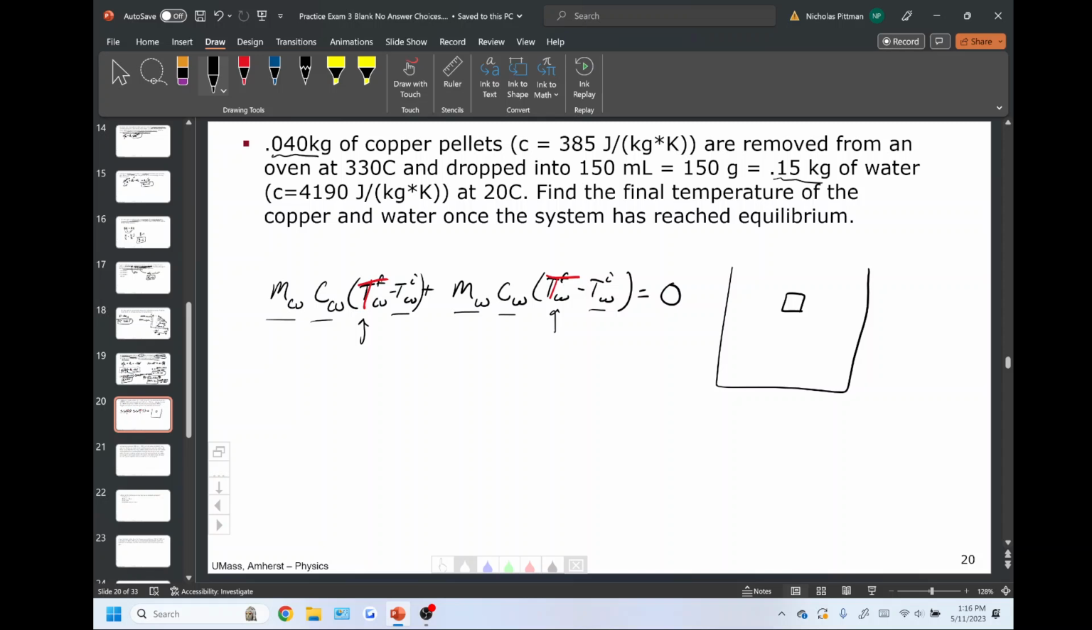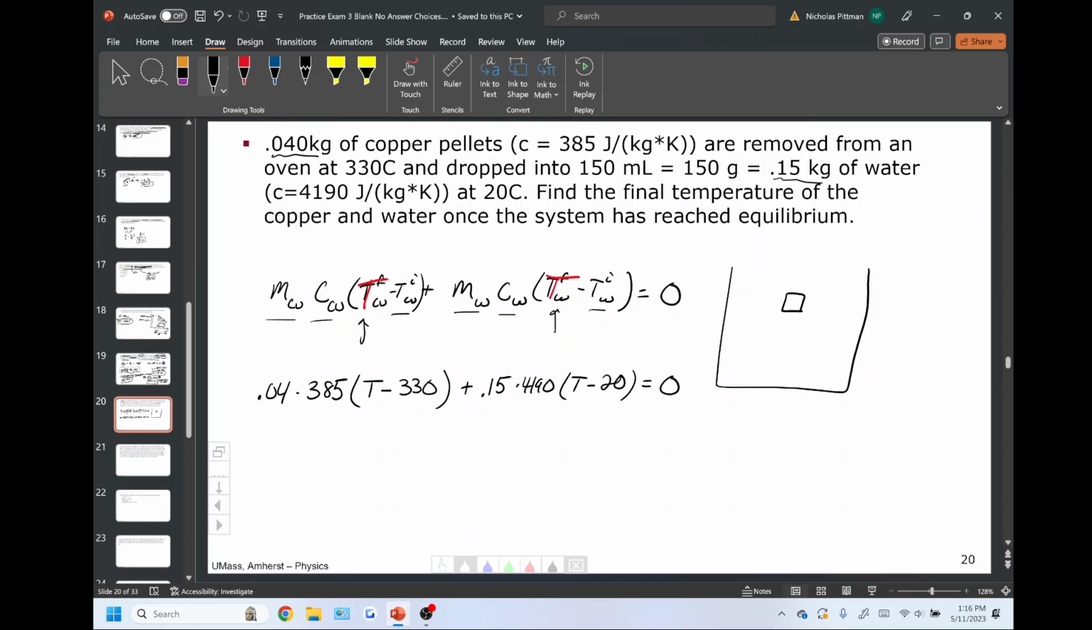So let's see, mass of copper is 0.04. C of copper is 385. T initial for the copper, I'm going to do everything in Celsius, is 330. Mass of water is 0.15 kilograms. C of water is 4190. And initial temperature of the water is 20.